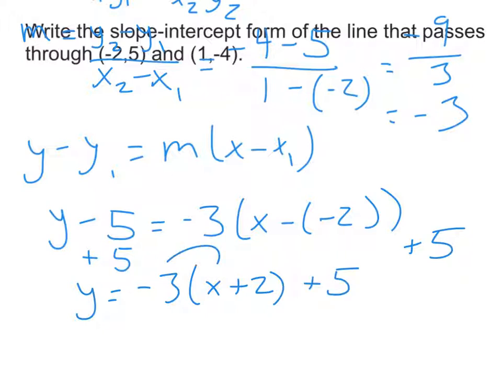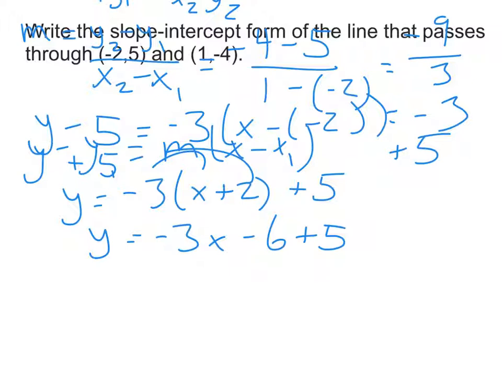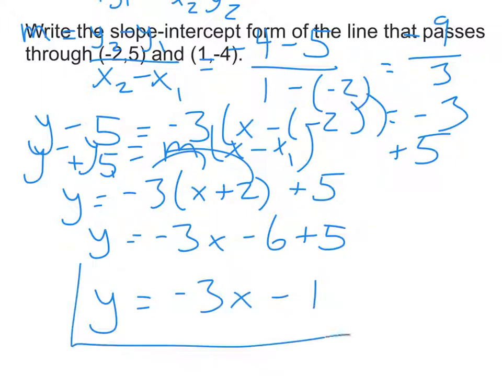And now we'll distribute that negative 3 through, and we'll get y equals negative 3x minus 6 plus 5. And minus 6 plus 5 is just a plus 1, or sorry, a minus 1. So we get y equals negative 3x minus 1. There we go.